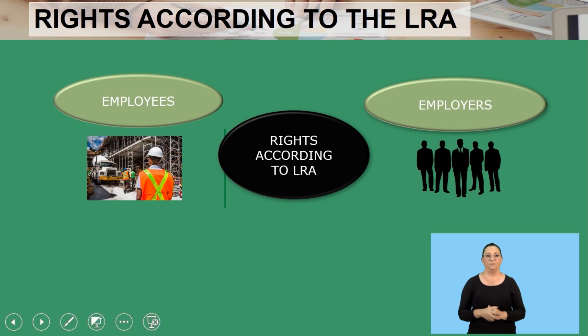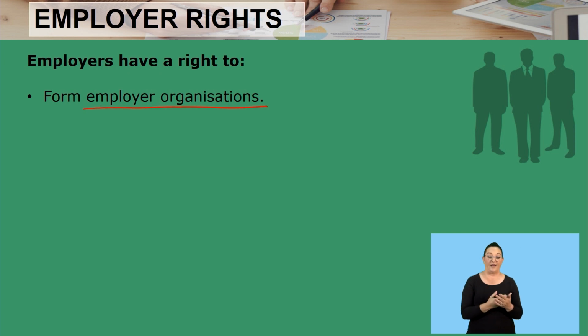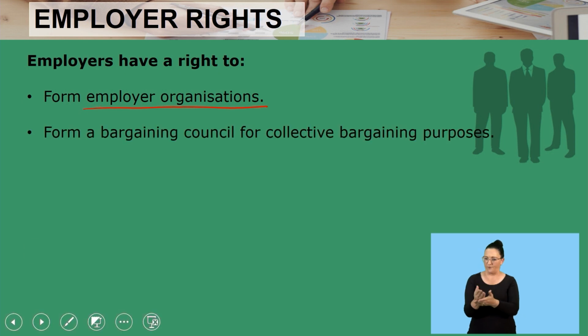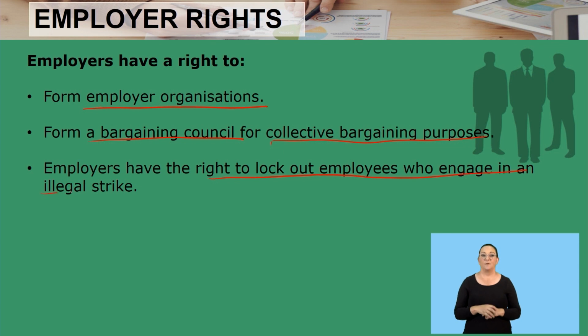So we're going to do those rights. So the employers have the right to what? The employers have the right to form the employer organizations. Remember, it's not only about employees only, but also the employer. They've got a right to form employer organizations. They have a right to form a bargaining council for collective bargaining purposes to be able to negotiate and put their issues up front. Employers have the right to lock out employees who engage in illegal strike.